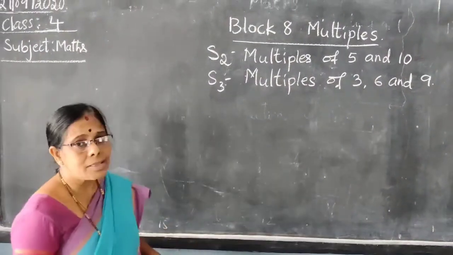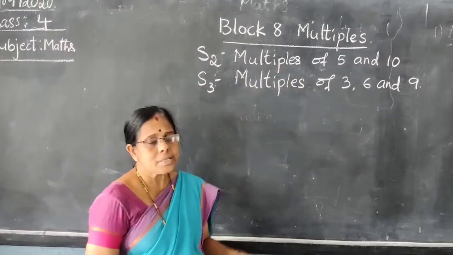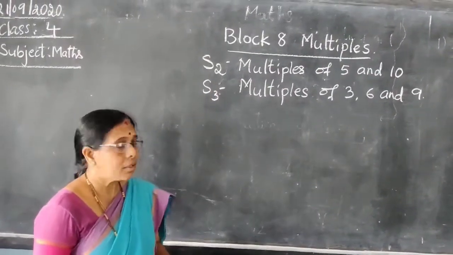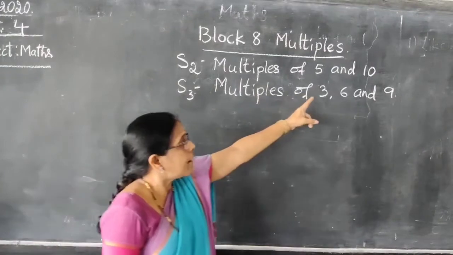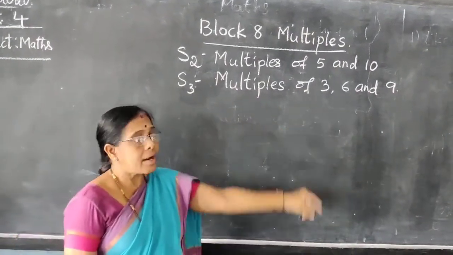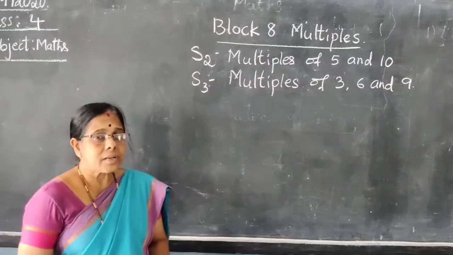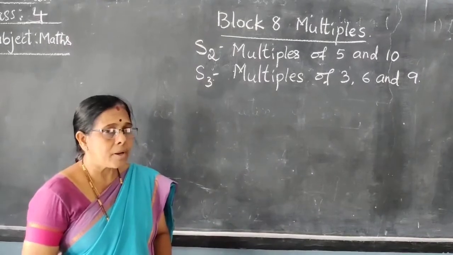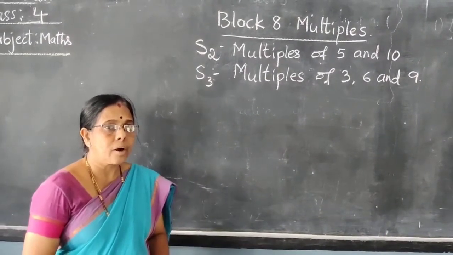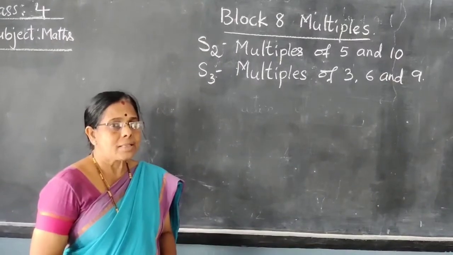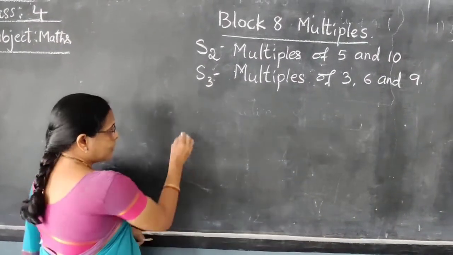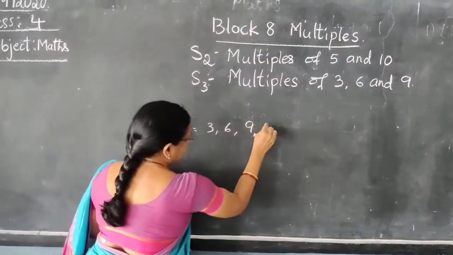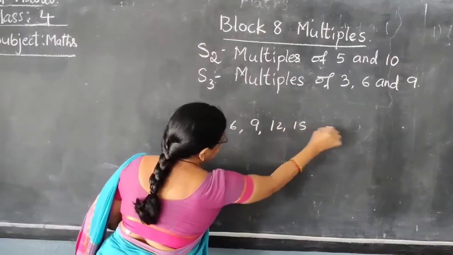This is 4th class maths, block 8, multiples. Today I am going to teach you a complete S2 and S3: multiples of 5 and 10, multiples of 3, 6 and 9. In the previous class we learned about multiples. What are multiples, children? Multiples of a number are found by skip counting. For example, multiples of 3 are 3, 6, 9, 12, 15, and so on.